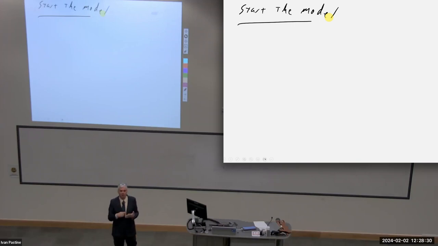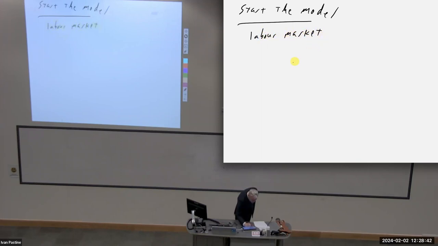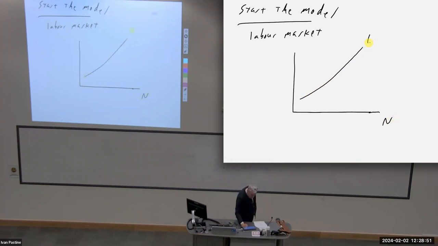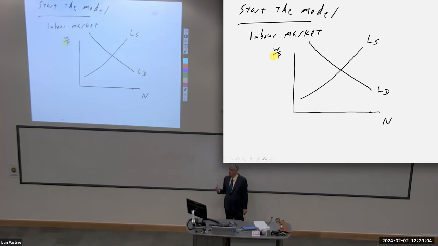So let's talk about the labor market. In our Phillips curve model, we said we have some number of workers out there. We have labor supply, we have labor demand, and this is the real wage, wage over price. That was our story: with a high real wage, people wanted to hire fewer workers, labor demand was lower, but more workers wanted to go. We didn't specify it explicitly, but clearly that was our story.